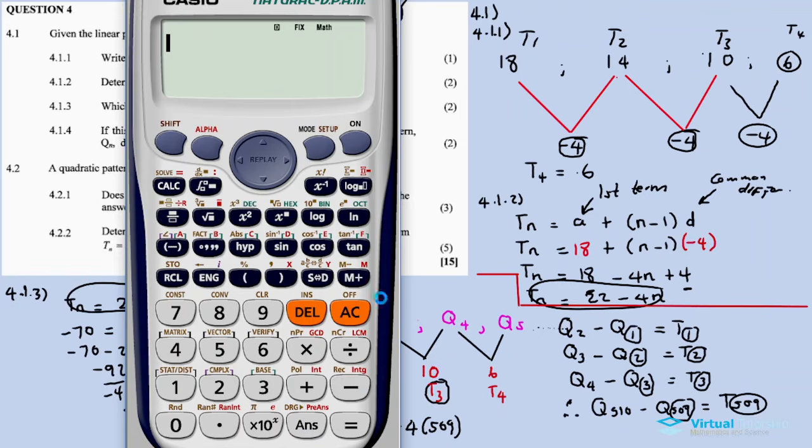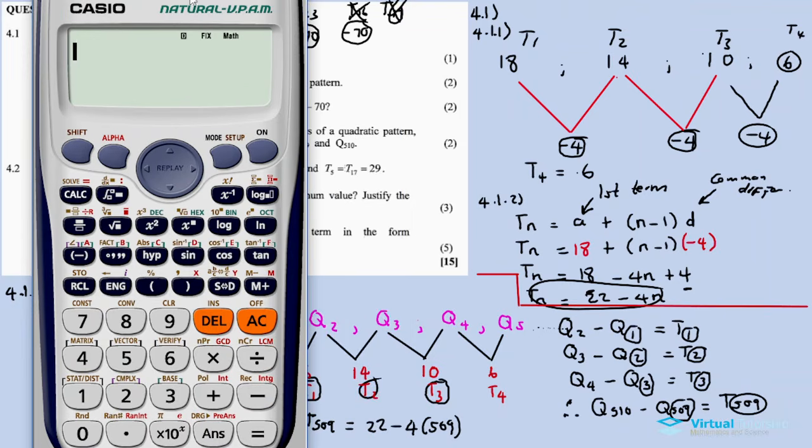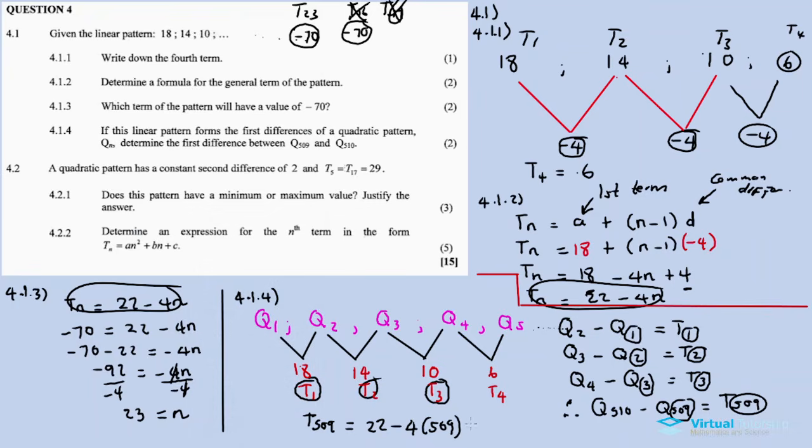So our answer here will be equal to 22 minus 4 times 509, which is minus 2014. Our answer is minus 2014. So we proceed to 4.2, but first I must erase this.